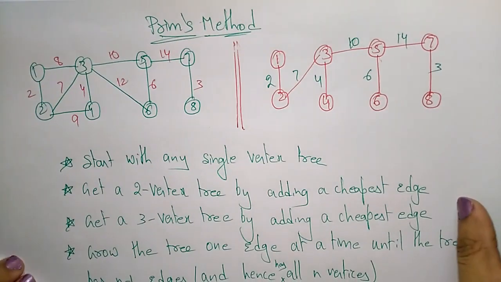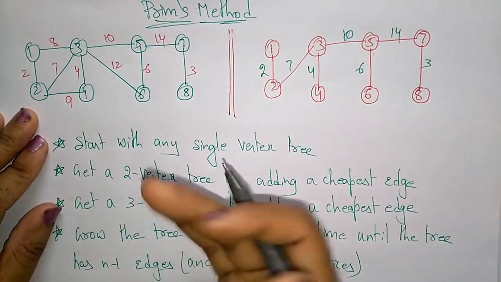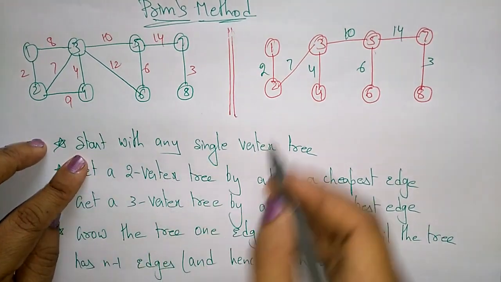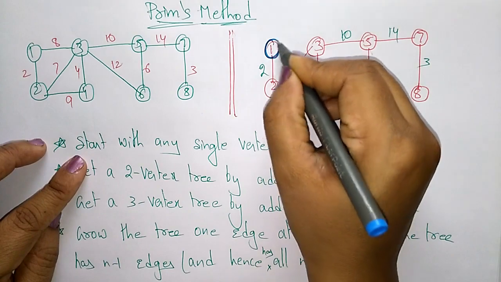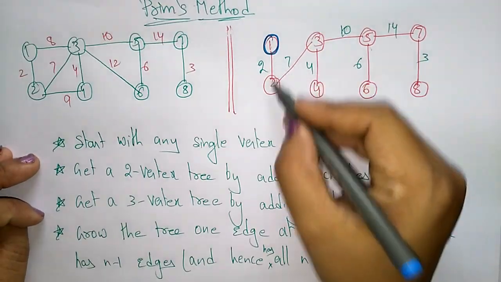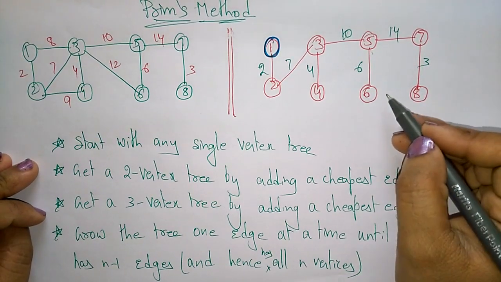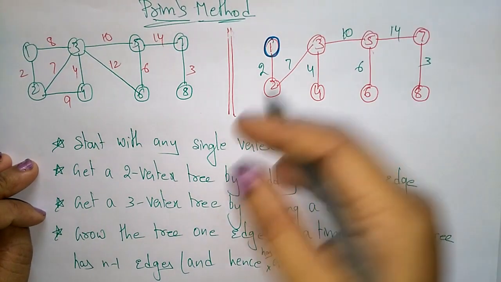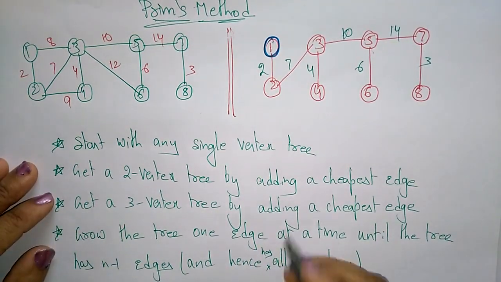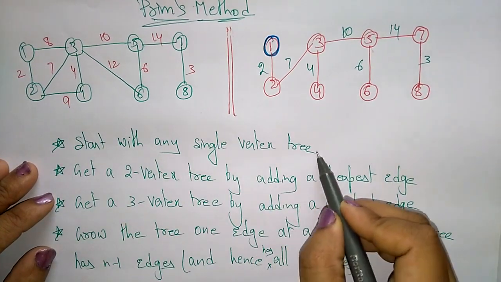Now let us see Prim's algorithm. You will get the same structure, but the process is different. You have to start with any single vertex, whereas in Kruskal's algorithm you first select all the vertices. After selecting all the vertices, the edges have to be selected based on ascending order and then connected. But in Prim's algorithm, start with any single vertex tree.